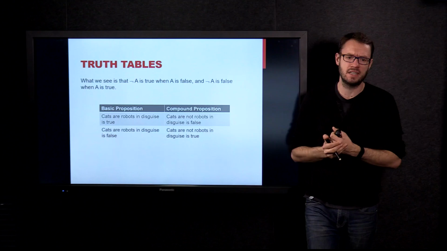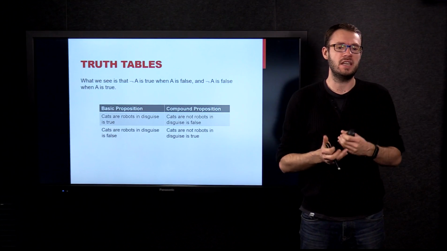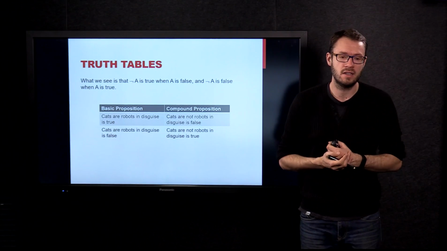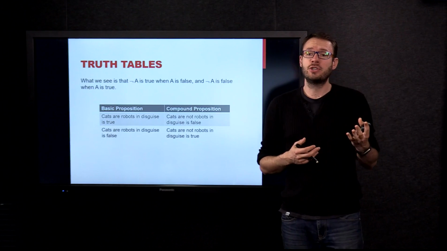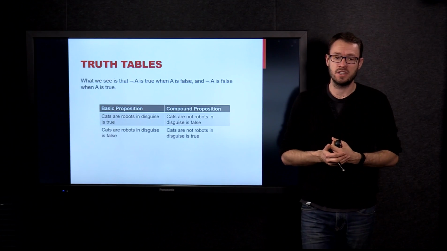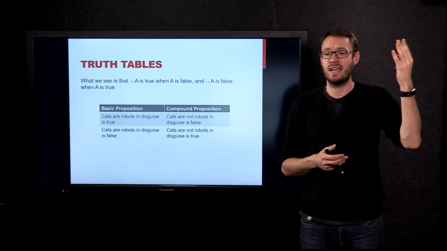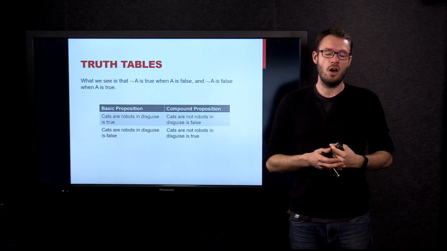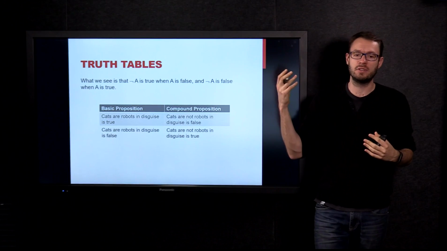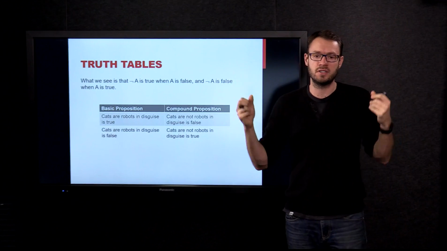Okay, so have a look at this basic proposition. The basic proposition is that cats are robots in disguise. It looks like there are just two options with respect to that basic proposition. On the one hand, it might be the case that cats are robots in disguise is true. On the other hand, it might be the case that it is false. So we've got these two possibilities.